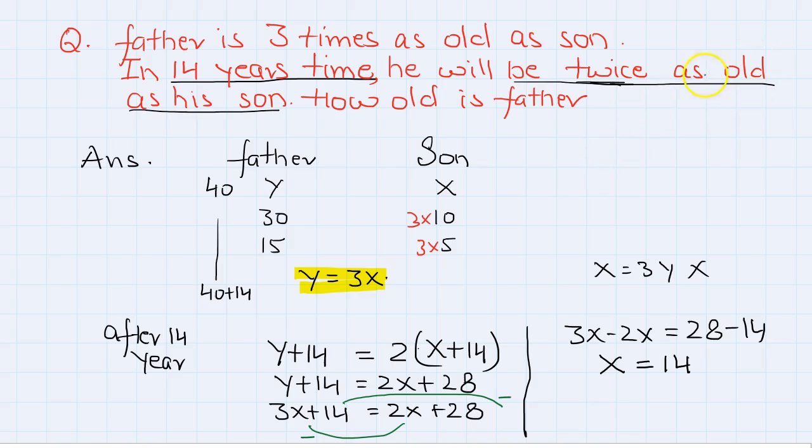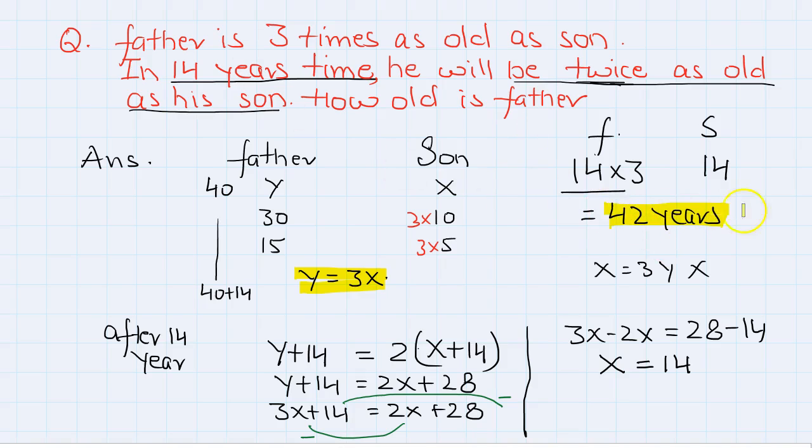So let's check. How old is the father? This is the father, this is the son. The age of the son will be 14 and the age of the father will be 14 multiplied by 3. He's asking how old is the father. So the father will be 42 years old. So that's how we solve this kind of question.